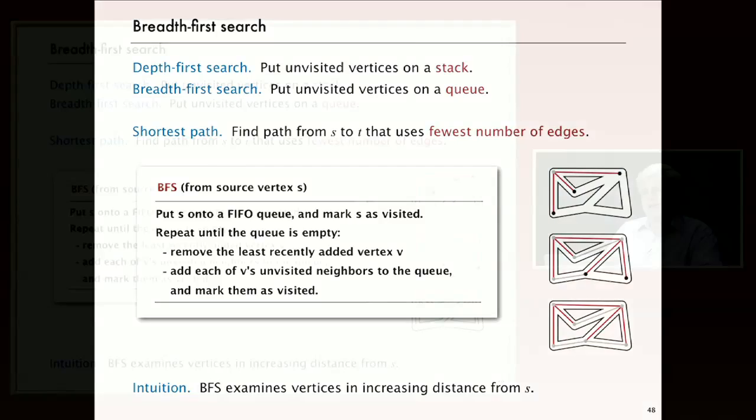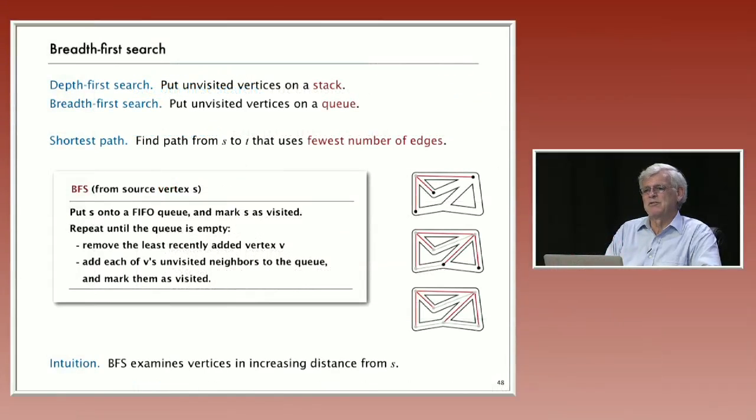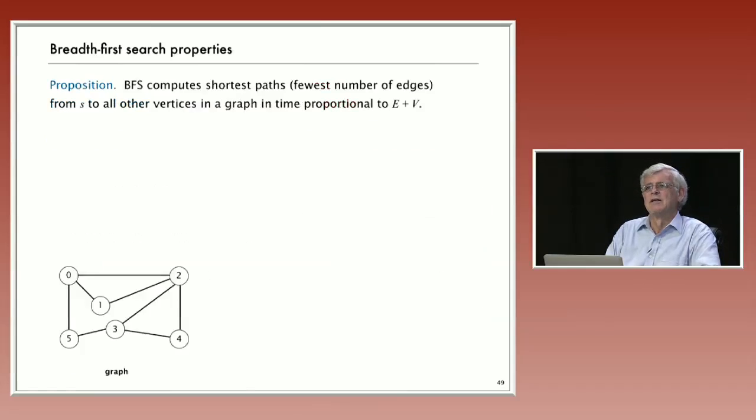The idea is that breadth-first search examines the vertices in the graph in increasing distance from the source. So let's take a look at that.